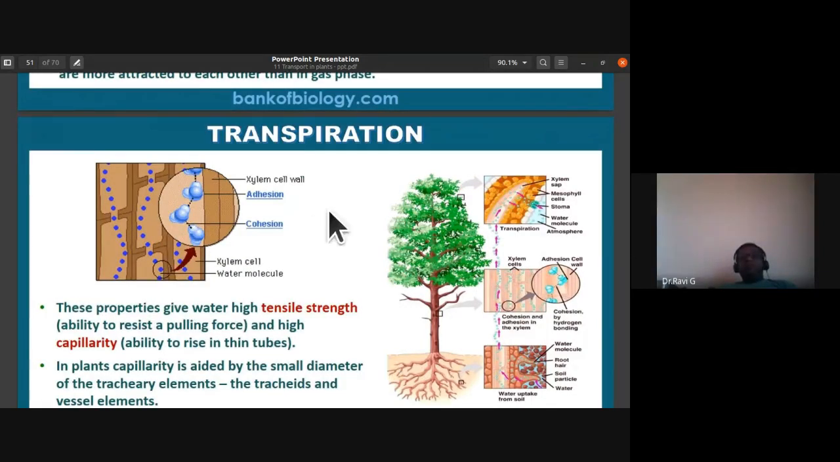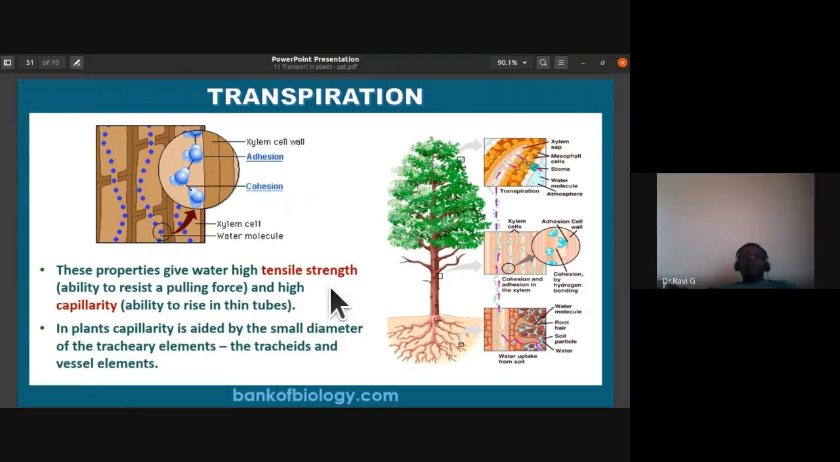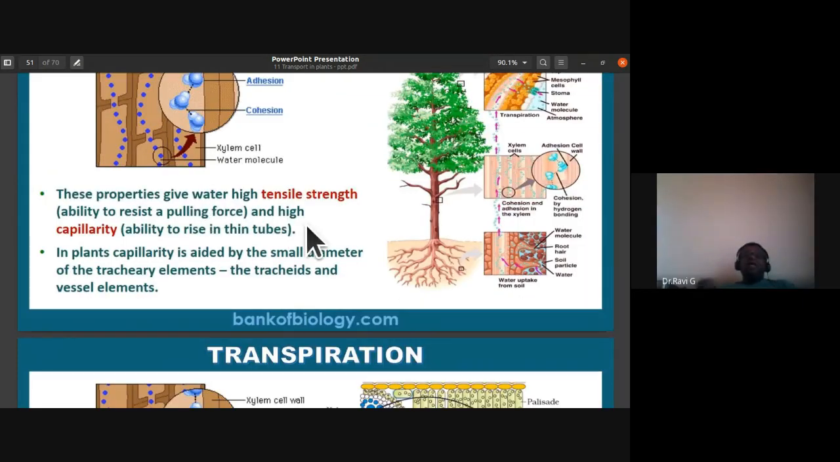So these properties of water, that is cohesion, adhesion, and surface tension, give water high tensile strength. So it can flow against the gravitational force without collapsing. So high tensile strength is provided to the water, that is the ability to resist a pulling force.